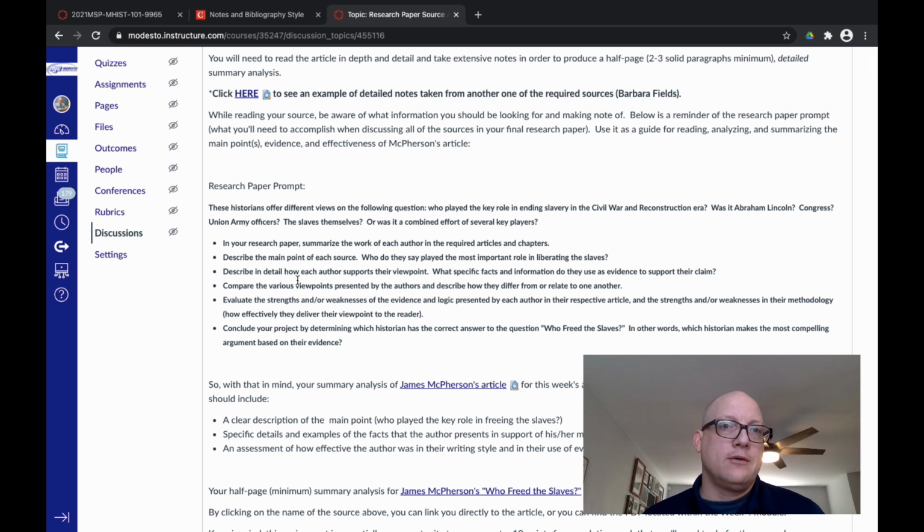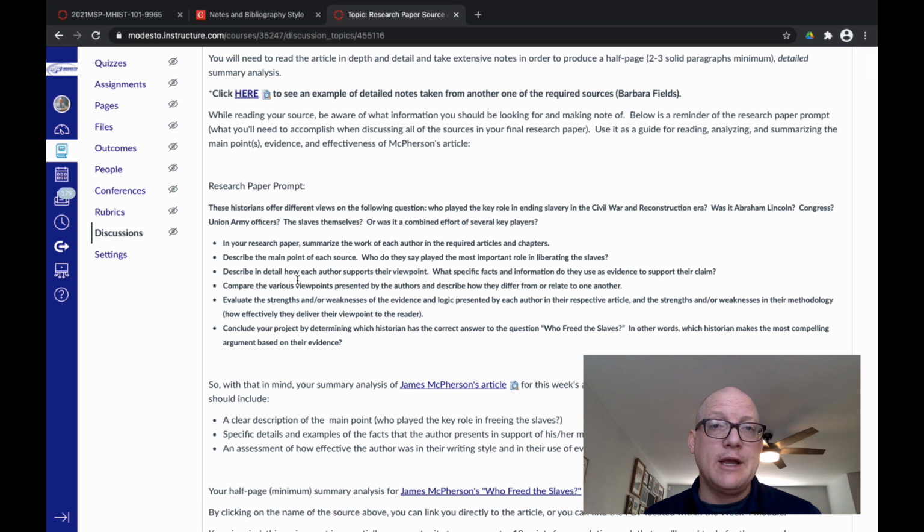So let's talk about McPherson. And what I want to point out is that a lot of people struggle in identifying McPherson's main point because of the way he opens up his article. So if your analysis led you to believe that McPherson was arguing the self-emancipation thesis, in other words, that McPherson's main point was that the slaves deserve the most credit for liberating themselves.